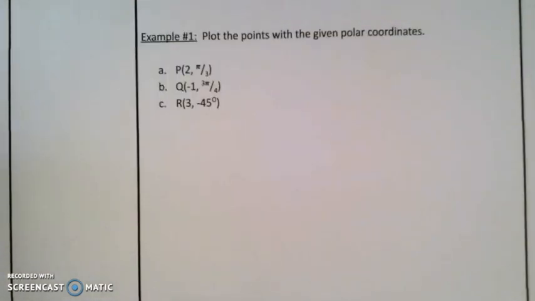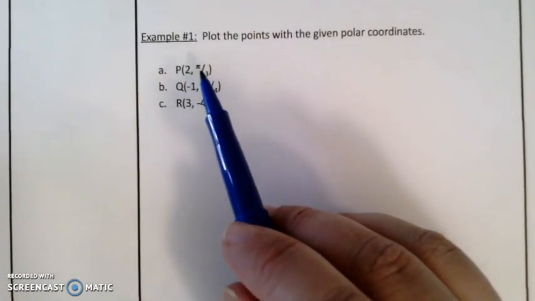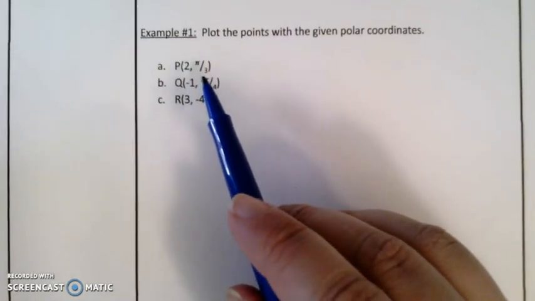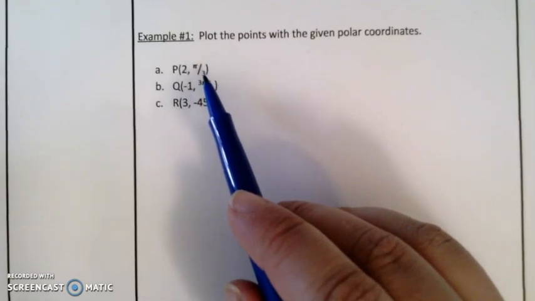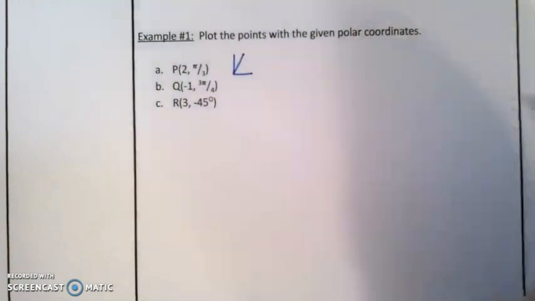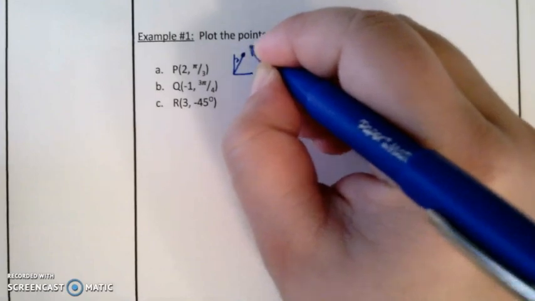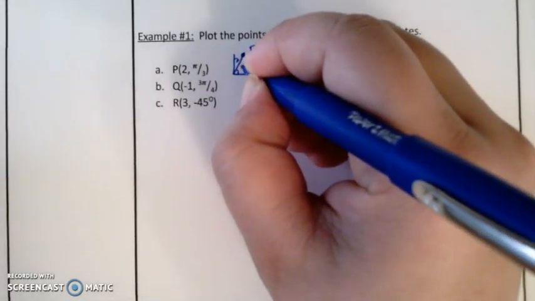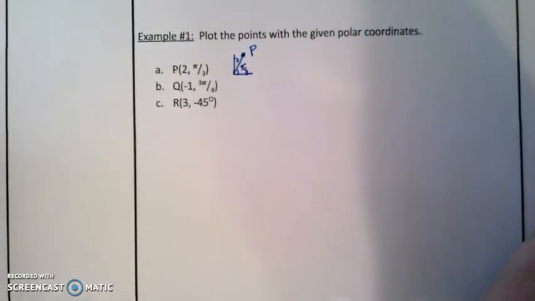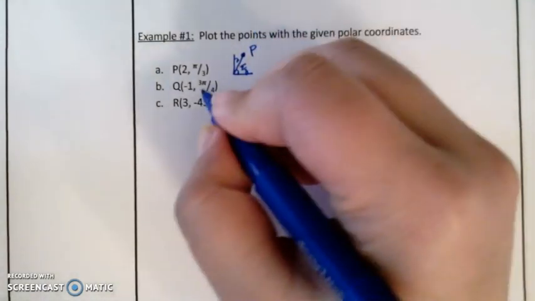All right, so in example 1, we want to plot the points with the given polar coordinates. In part A, we have a radius of 2 and an angle of pi over 3. Okay, so if you remember, the angle of pi over 3 is here, and we have a radius of 2. So there would be point P with our angle of pi over 3. Okay, I'm going to graph these bigger in a second. This is just kind of the sketch.